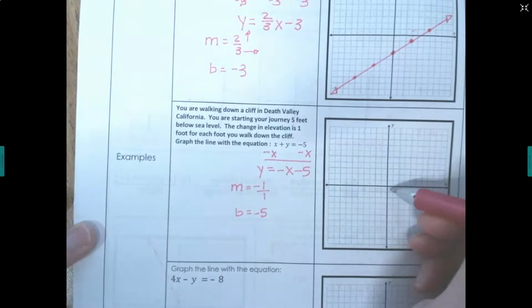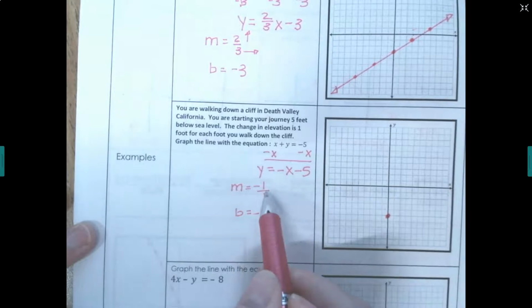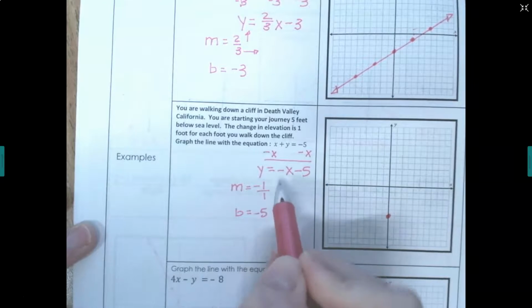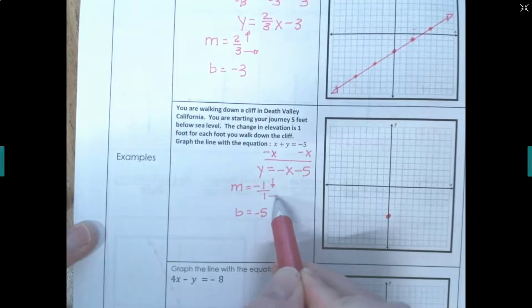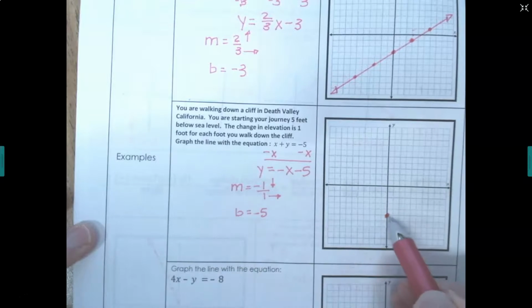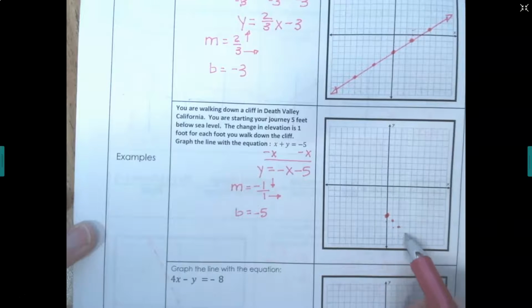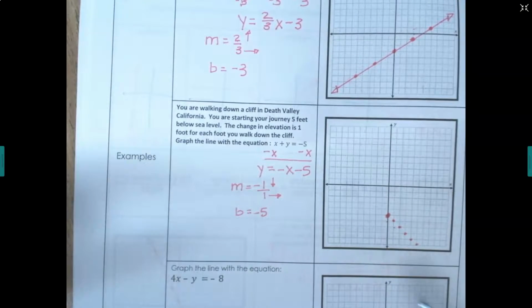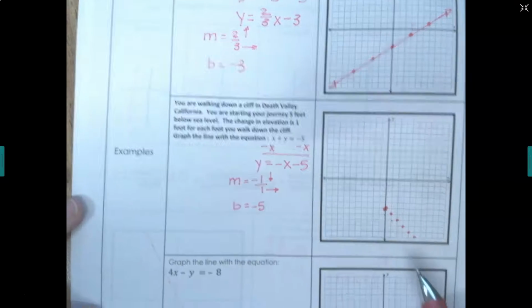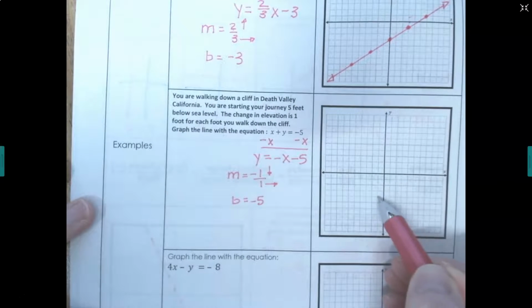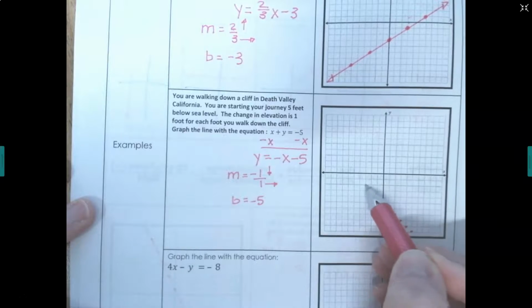So we're going to start at negative 5. 1, 2, 3, 4, 5, and put a point. Okay, our rise over our run, that's a negative 1 for the y, so that means go down 1. That's a positive 1 for the x, go right 1. So we're going to go down 1, right 1, another point, down 1, right 1. Okay, if we wanted to go in the opposite direction to extend our line, we went down and right, so we'd go up and left.